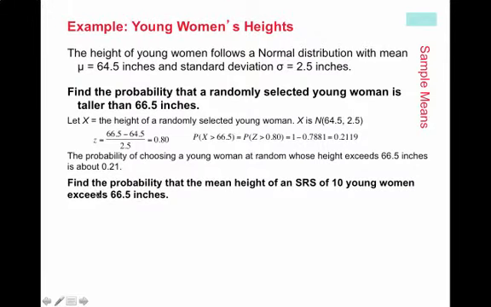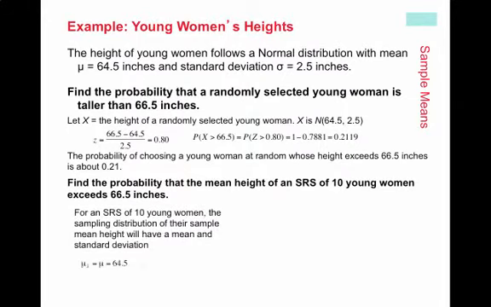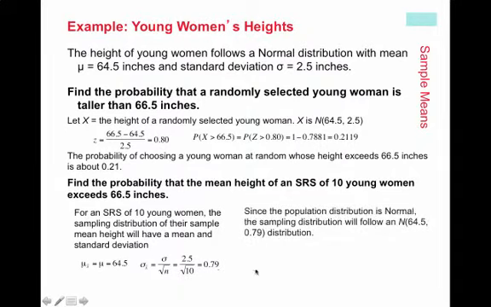Find the probability that the mean height of a simple random sample of 10 young women exceeds 66.5. So now we're not talking about the height of one randomly selected woman. Now we're talking about the average height, the mean height of a simple random sample. So here, our mean is still 64.5, but we're now talking about the standard deviation of the means. Standard deviation of our sample means will be 2.5 over square root 10, or 0.79.